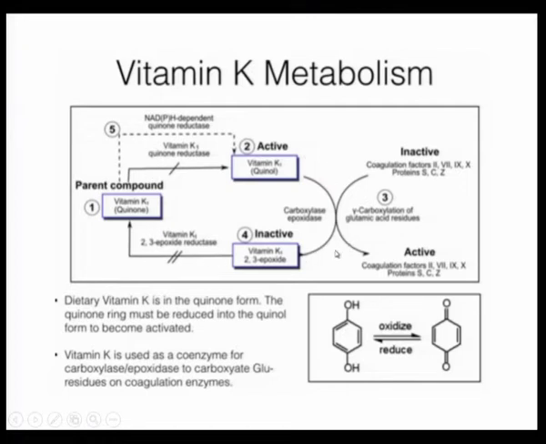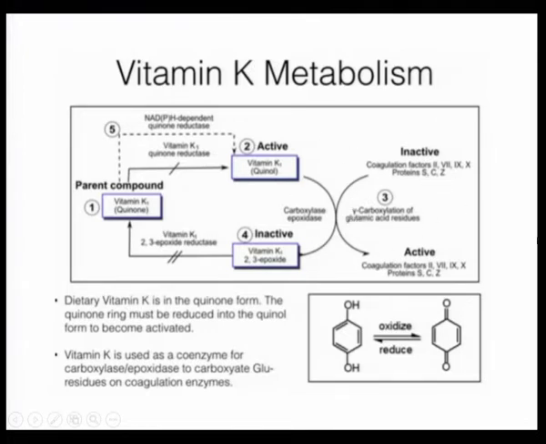Now if you look at this, you have a series of enzymes playing a role. Here you have quinone reductase, an enzyme. Quinone reductase does the function of converting quinone into the enol form. Now you have carboxylase epoxidase. Carboxylase epoxidase is an enzyme that will use quinol as a cofactor to carry out gamma carboxylation of glutamic acid residues. So this is extremely essential.